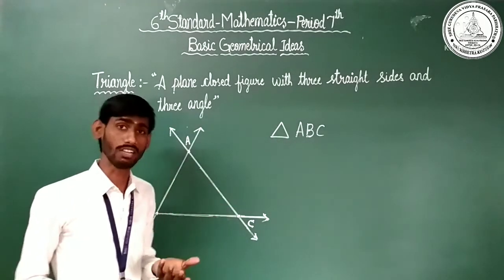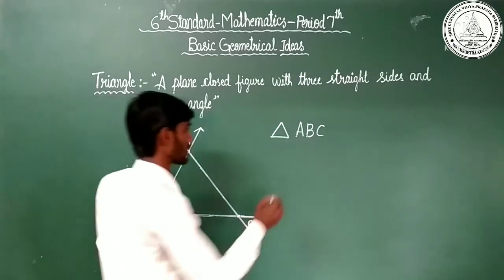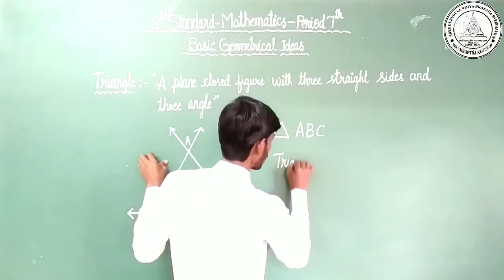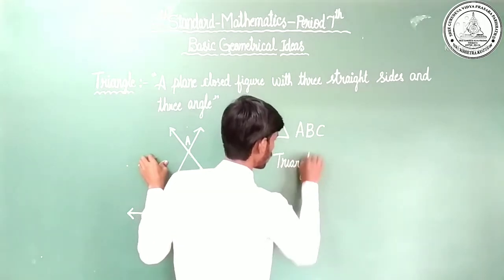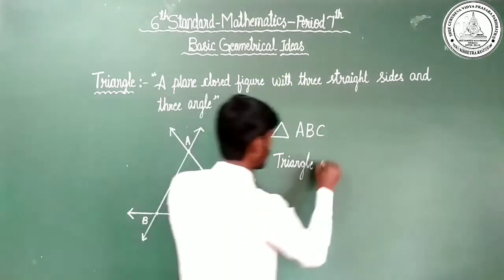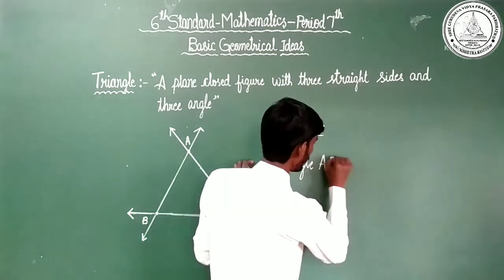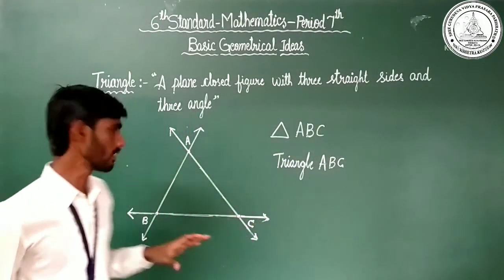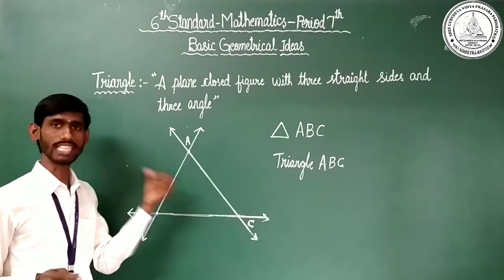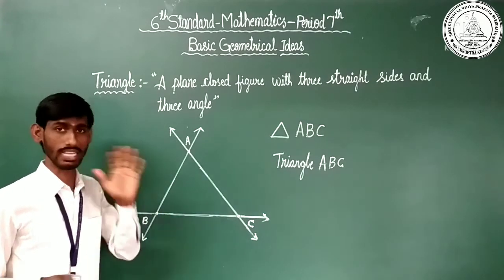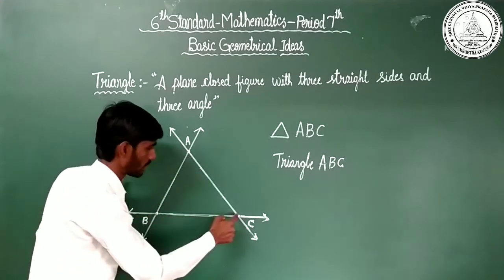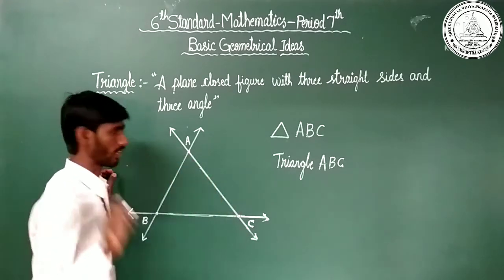Otherwise, it can be written in words as triangle ABC. Triangle ABC. Are you clear? Yes, right. How many sides are in a triangle? Yes, there are three sides in a triangle: AB, BC, CA. Are you clear?